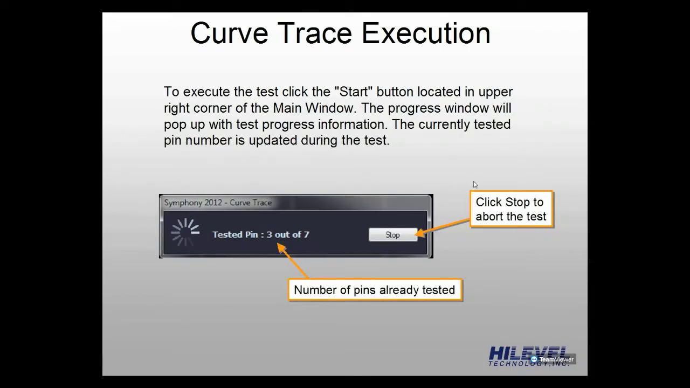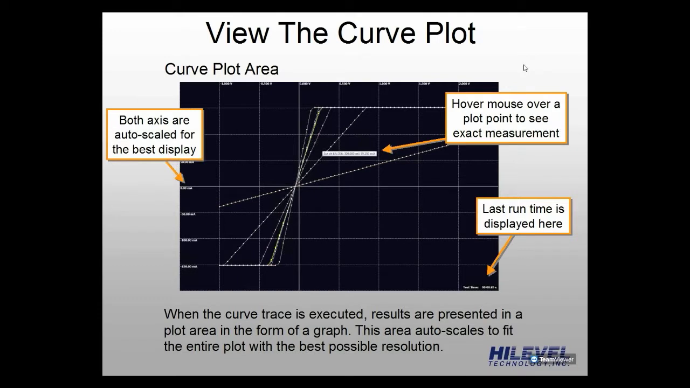Your curve trace parameters have been set, and you click the Run button. The progress window shows you the pin being measured and the total number of pins in the test. Typically, this goes by very fast, but for devices closer to 1,000 pins, it may take some time to make all the measurements. When the measurements have been completed, you will see the results in the main curve plot area.